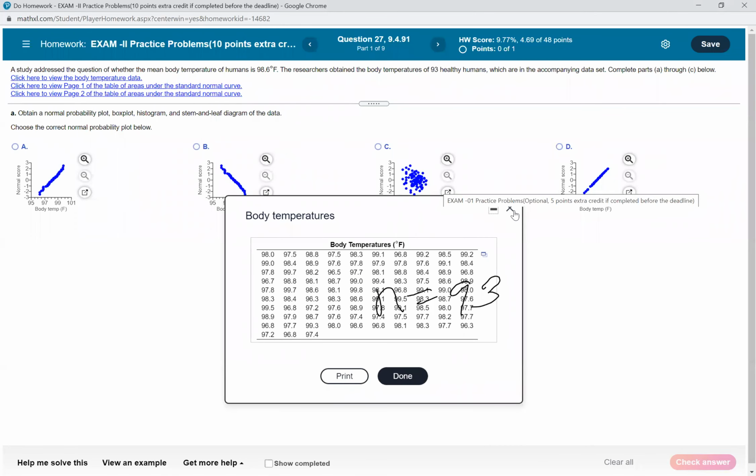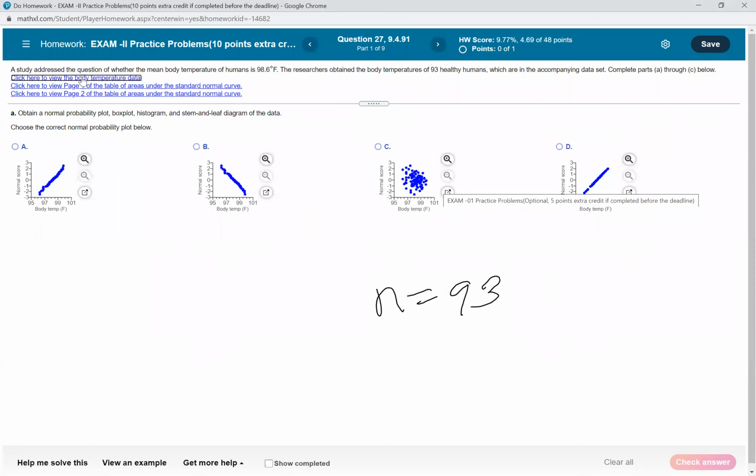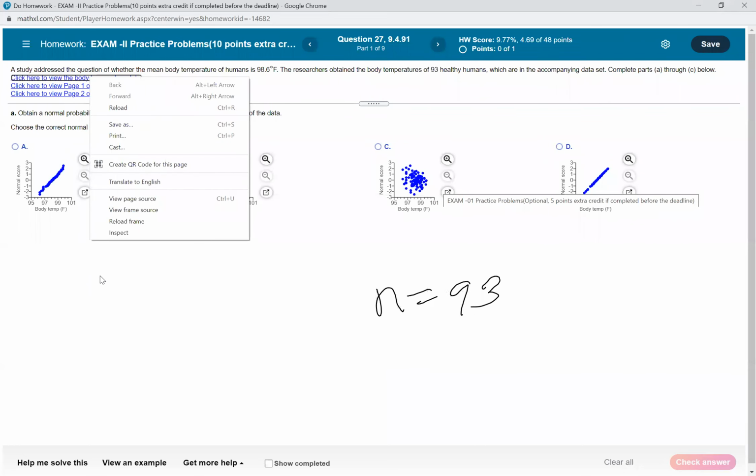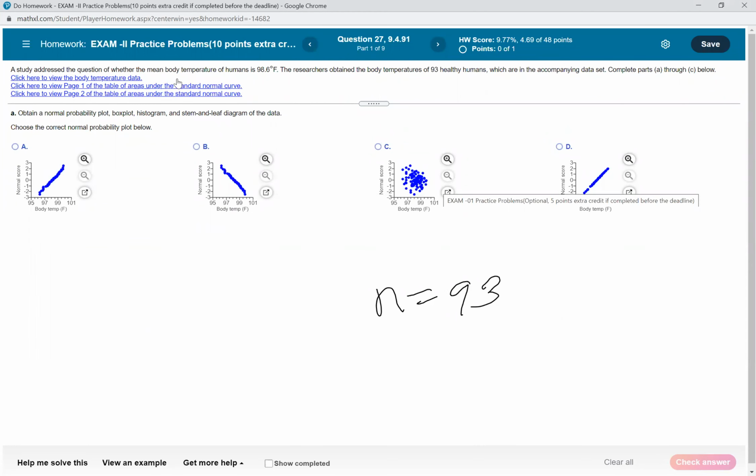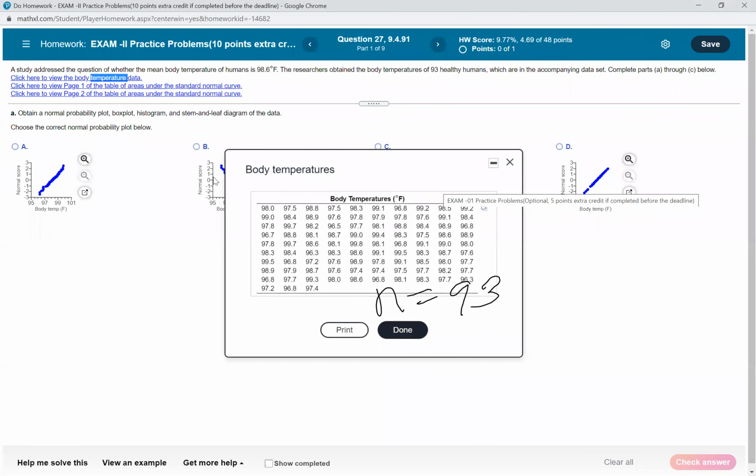Okay, so you can open the data set in a spreadsheet. Yeah, here, open in Excel. So you can open it in Excel so that you can easily calculate the standard deviation and mean, because you need the standard deviation and you need the mean to do the hypothesis test.